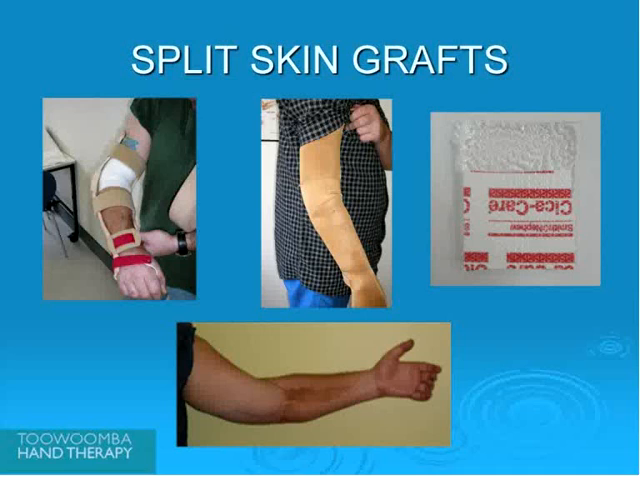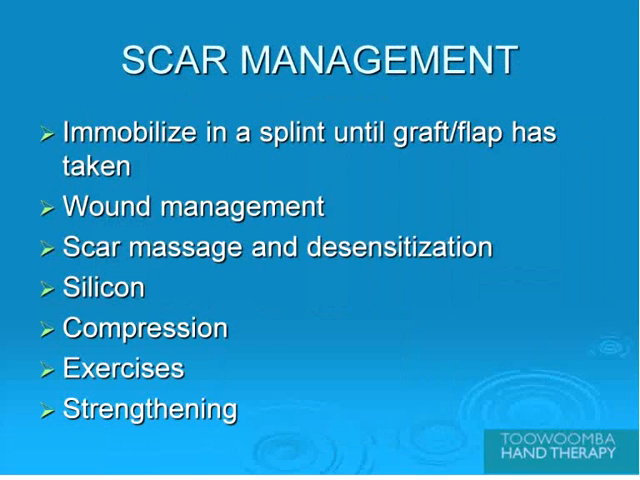And the reason this fellow can't straighten his elbow, the picture down the bottom, is because of his scar. So he went on to have surgery, and then we did all of the therapy afterwards. But there's the aesthetic side of things, but there's also function. If the scar's tight, especially in the hand, it can severely impact on the functional use of the hand. So similar to other therapy, we immobilise, wound management, scar massage and desensitisation, silicone, compression, exercises and strengthening.